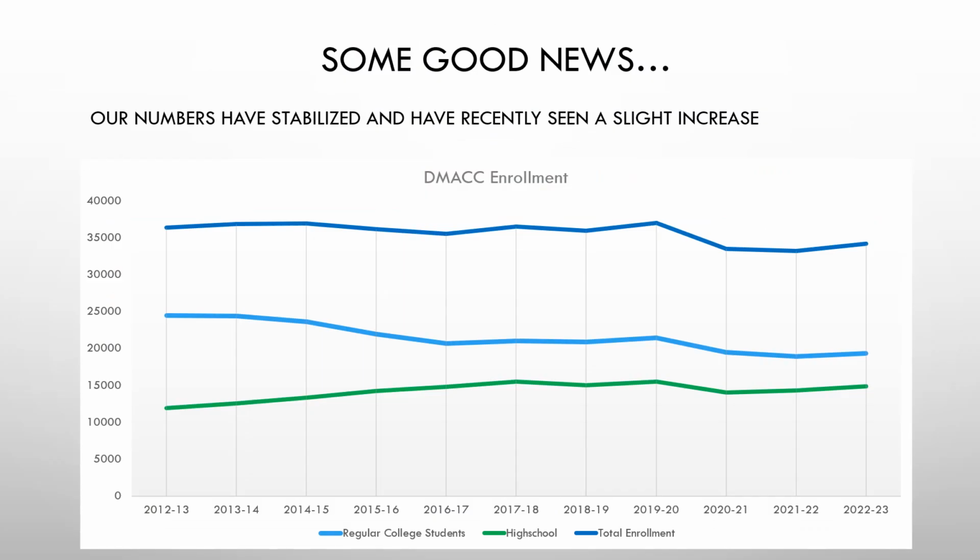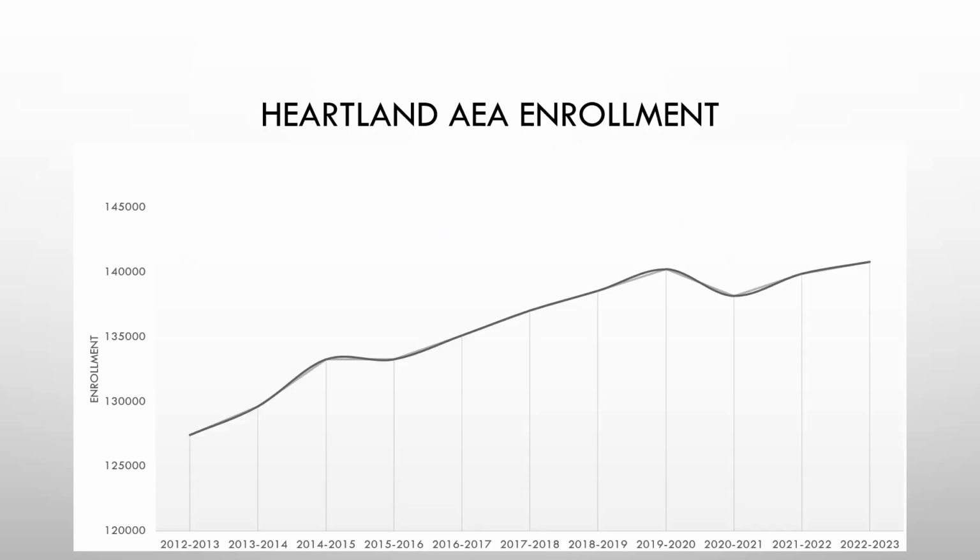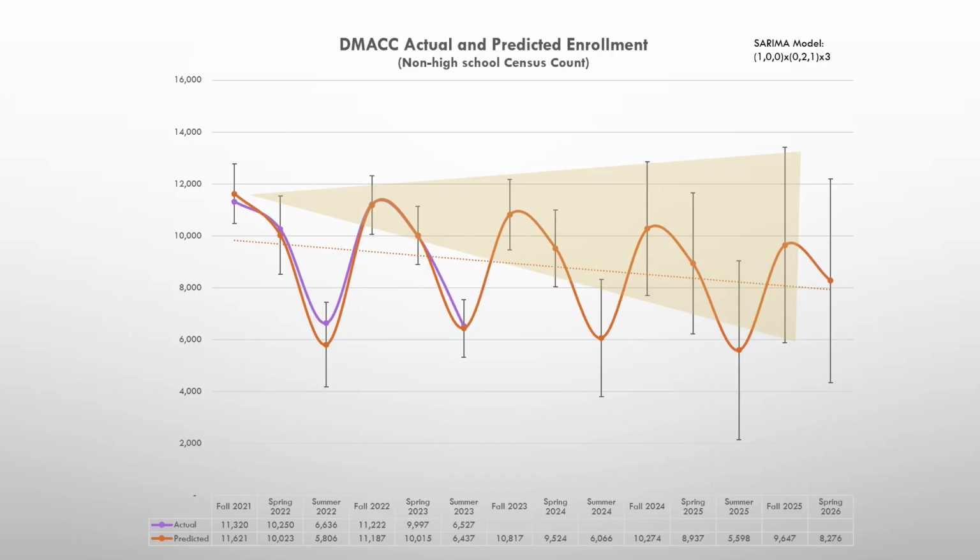In addition to avoiding much of the public's distrust, there's some other good news in all of this. Our numbers have stabilized and indeed have recently increased. This fall, both regular college student numbers and high school dual enrollment numbers increased. The Heartland Area Education Agency's enrollment has continued to climb as well. This AEA covers much the same district as DMACC. Yet still, taking our past enrollment alone, the Office of Planning, Assessment and Data predicts a gradual decline in enrollment for DMACC leading up to the cliff year of 2026.